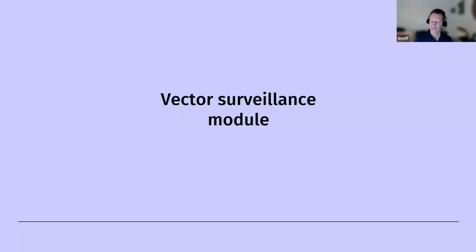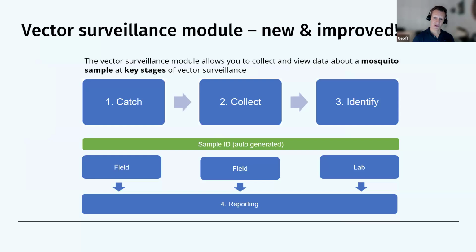But in terms of vector surveillance, which is really the focus of this session, over the last few months, we've put in a lot of effort to improve the vector surveillance module. There were a few tweaks to make, and we've done those. Those were a result of feedback from Pacific Island countries. So, what is the vector surveillance module? It basically now reflects the key stages of mosquito sample collection in vector surveillance.